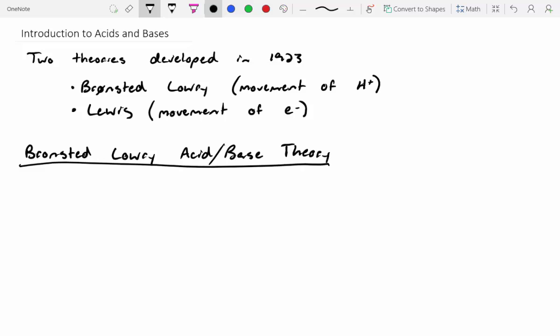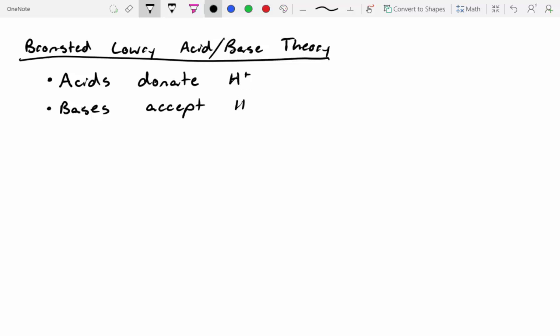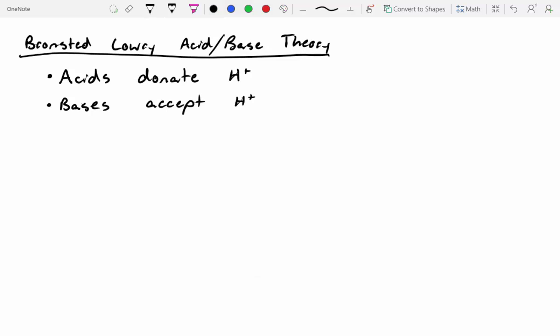So the Bronsted-Lowry acid-base theory, we already said, describes the movement of protons. Specifically, acids donate protons. They're the things giving that proton up. That means that bases must accept protons. Pretty simple concept. And we can show this using a pretty simplistic chemical equation where we've got a proton, and this is covalently bound to A. And then over here, I've got B with a lone pair.